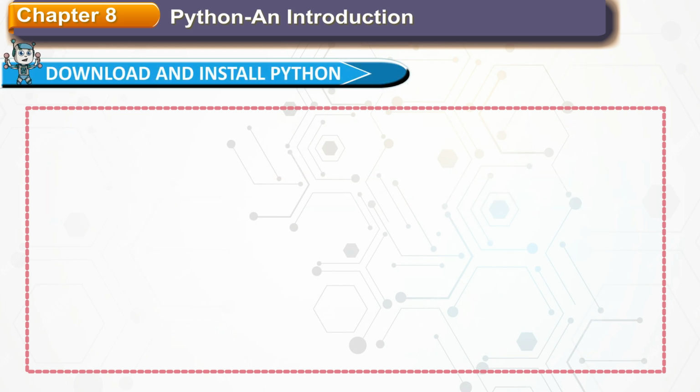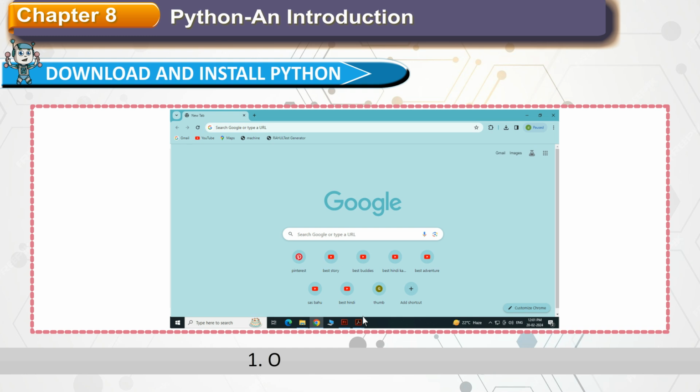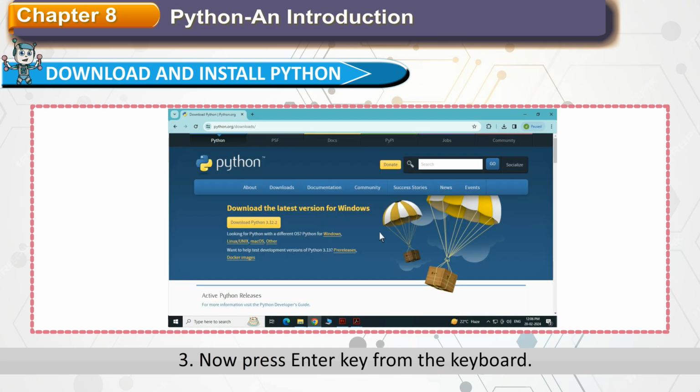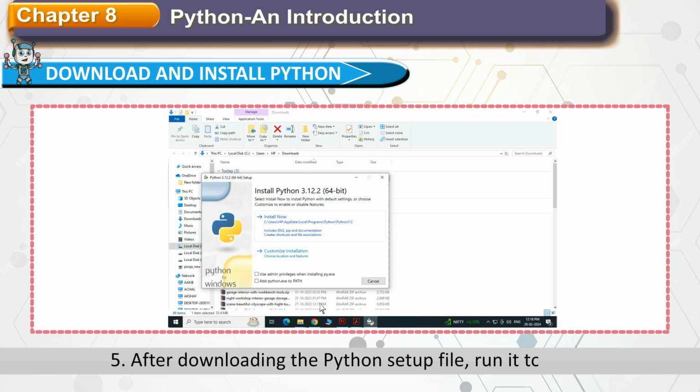Download and install Python. To download Python, follow the given steps. 1. Open any web browser. 2. Type the URL https://www.python.org/downloads/ in the address bar. 3. Now press the Enter key on the keyboard. 4. The official website of Python will open. Now click on the download button. 5. After downloading the Python setup file, run it to install.